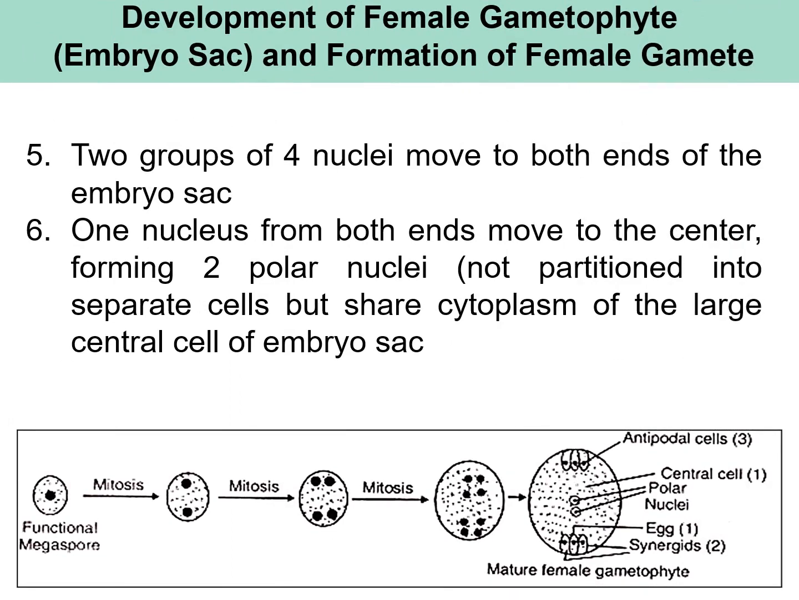Two groups of 4 nuclei will move to both ends of the embryo sac. Okay, sebab dia masih dalam embryo sac. Kalau dia bahagi 8 dan cytokinesis, dia akan jadi sel embryo sac yang berbeza. Jadi apa yang berlaku ialah dia hanya menghasilkan nukleus yang berbeza. Okay. 4 akan bergerak ke ends north ataupun satu hujung, 4 lagi ke satu hujung.